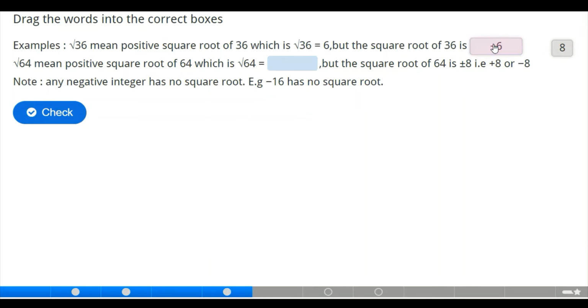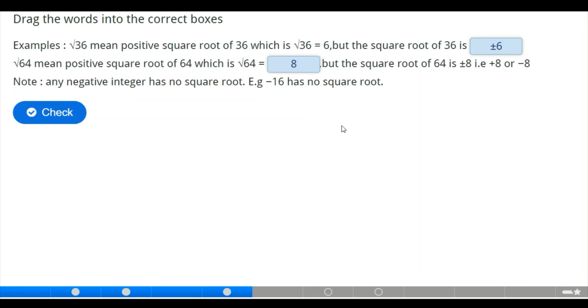Then the same thing applies to root 64. It means the square root of 64. What is the square root of 64? The square root of 64 is 8. How? Multiply 8 2 times, we are going to get 64. But remember that we can actually express the square root of 64 as plus or minus 8, which is what we have here. So we can have it to be plus 8 or minus 8.